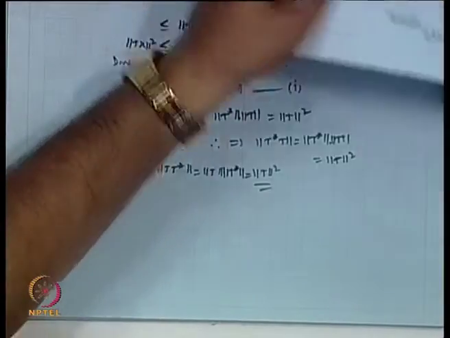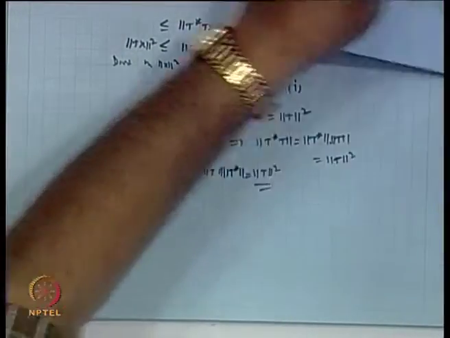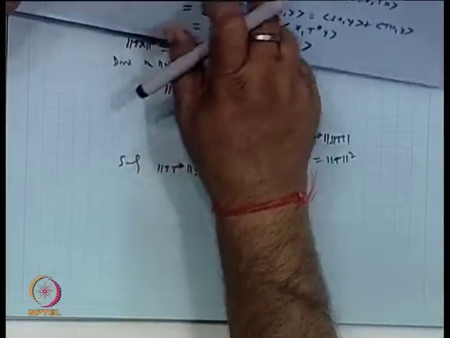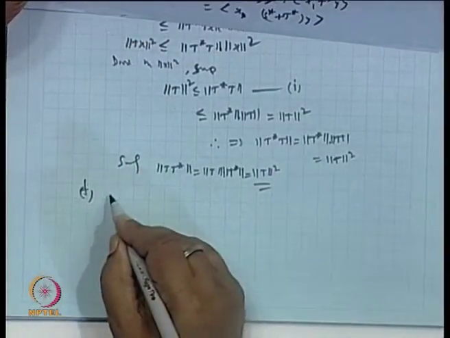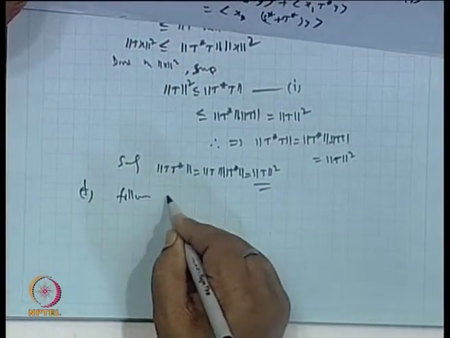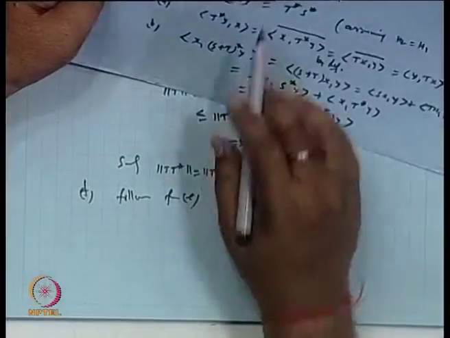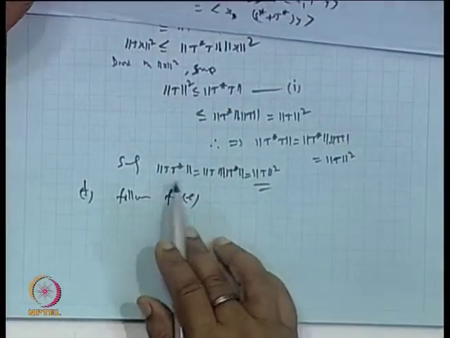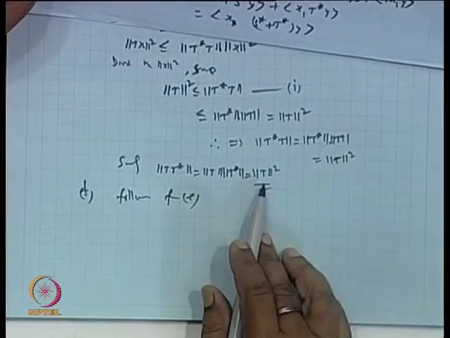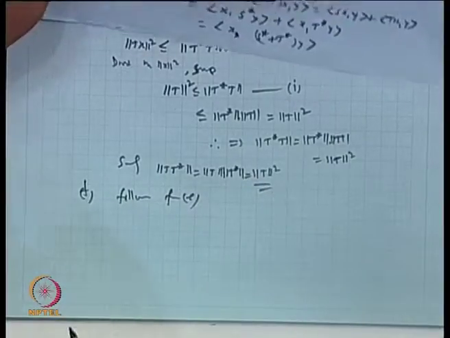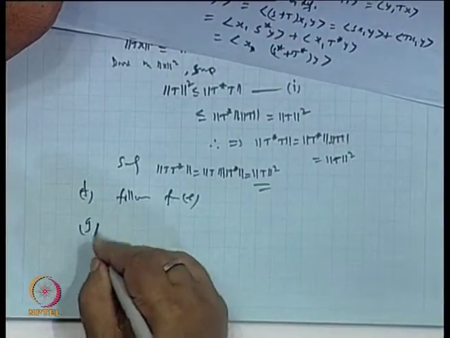Now, what else is left? Sixth: T T star equal to 0. This follows from E. Why? If T T star is 0, automatically T will be 0 and vice versa. So, nothing is there. And (ST) star, this we have to show.